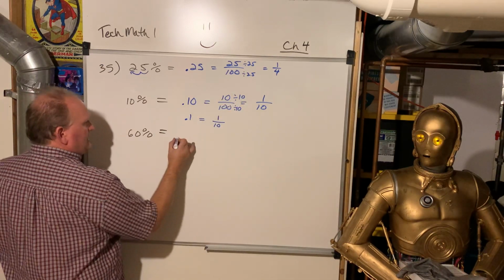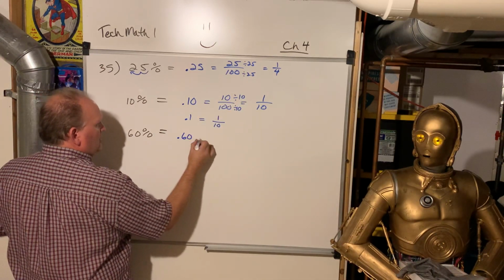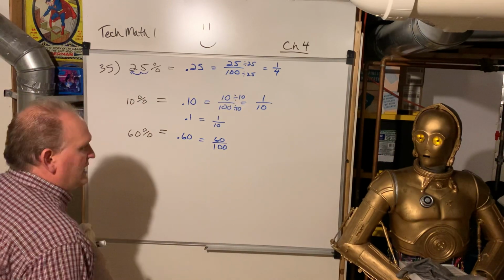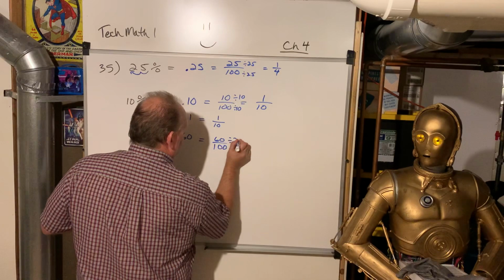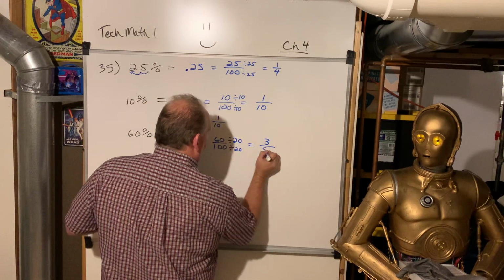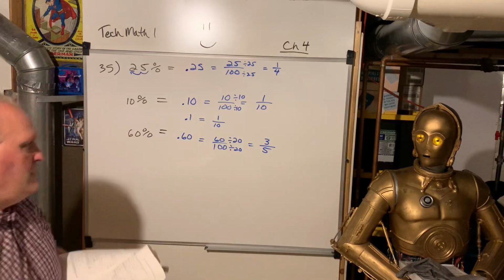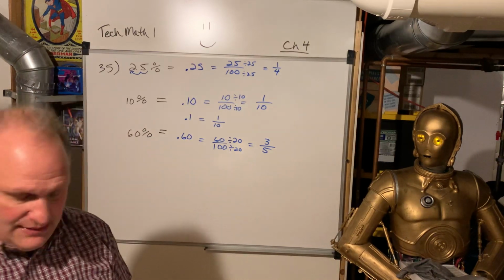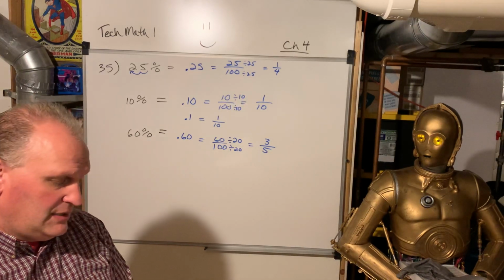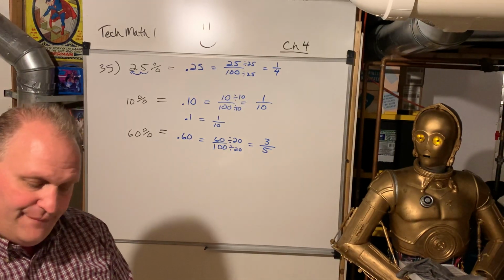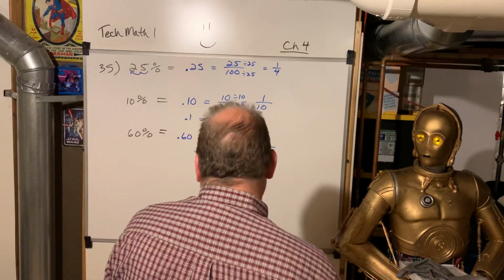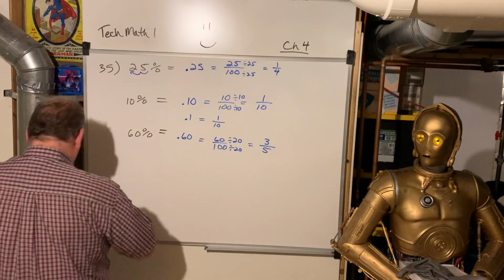All right, 60%, that's 0.60. That's 60 over 100. I can divide top and bottom by 20. And that is 3/5. So 3/5 is the same as 60%. All right. Okay, lovely. Let's convert to decimals, jump to 39.